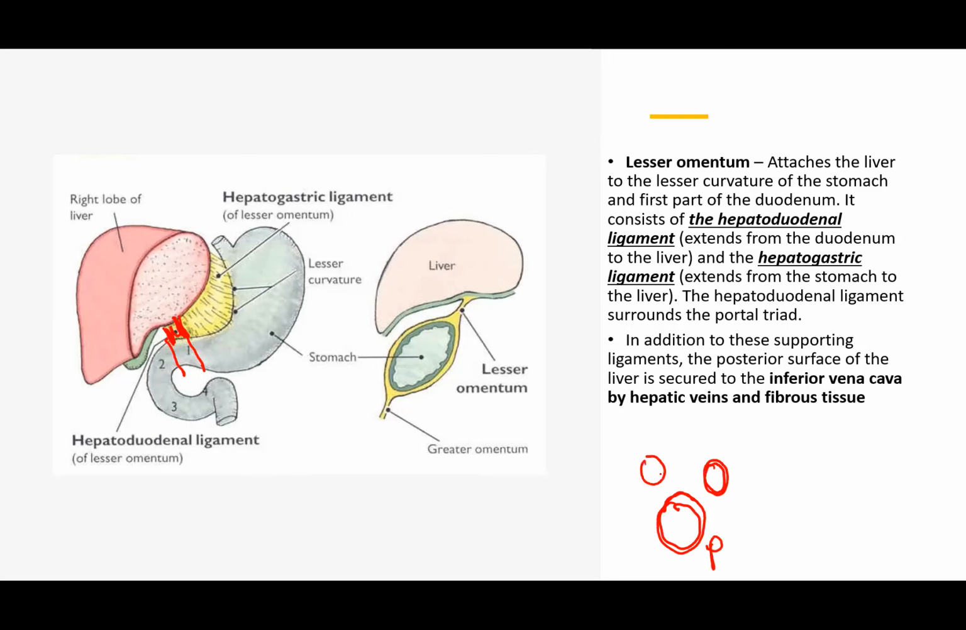What is right and what is left? If you remember, we said the portal vein forms the portal triad. The portal vein is posterior. What is right, what is left? Okay, let me leave that to the end of the lecture.